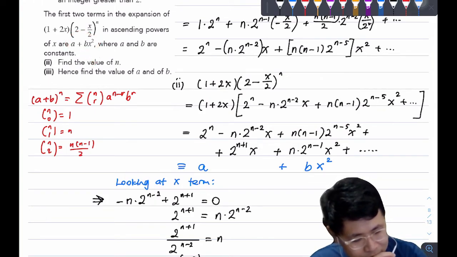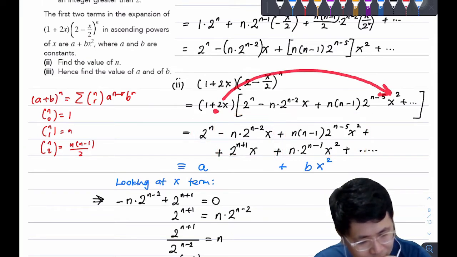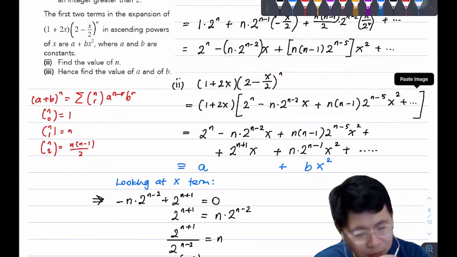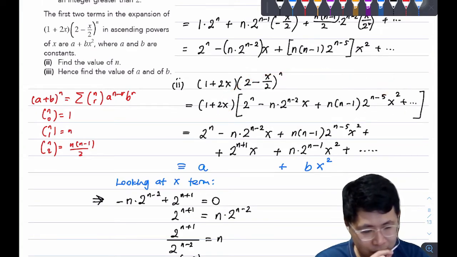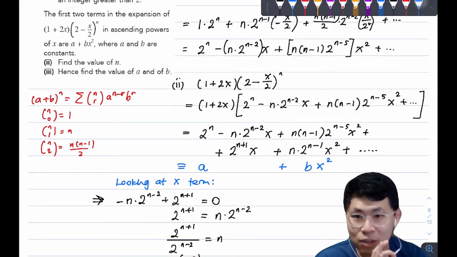So that means I just need to expand the constant term, expand for the x term, and expand for the x squared term. This one I'm skipping because 2x times this will give me an x cubed term, so I will not expand this term, and I can just stop there.